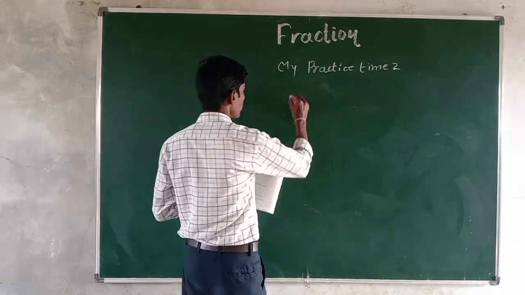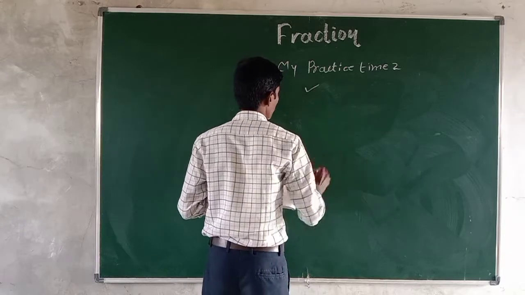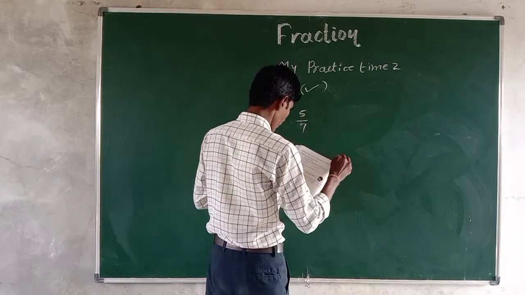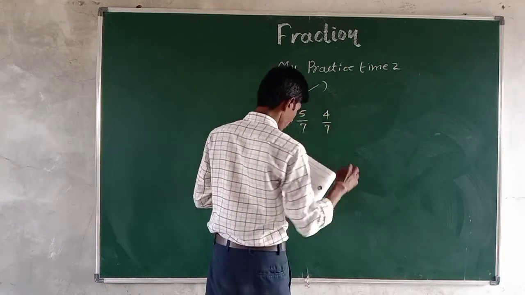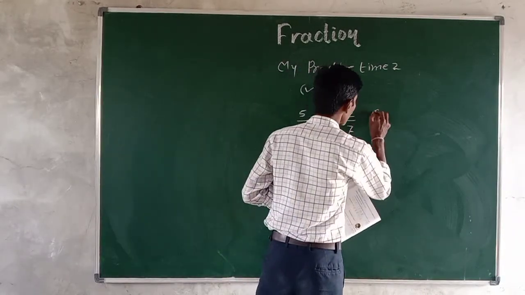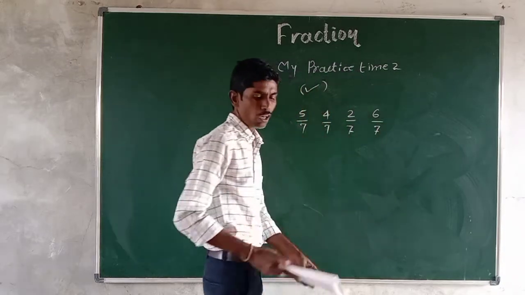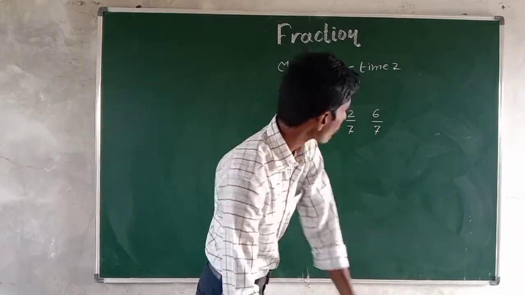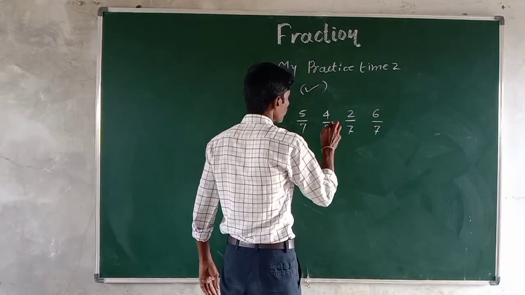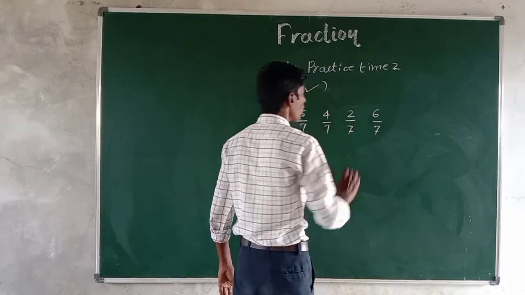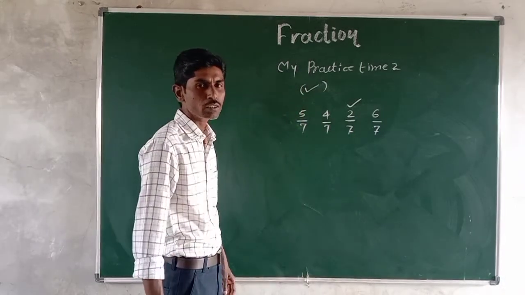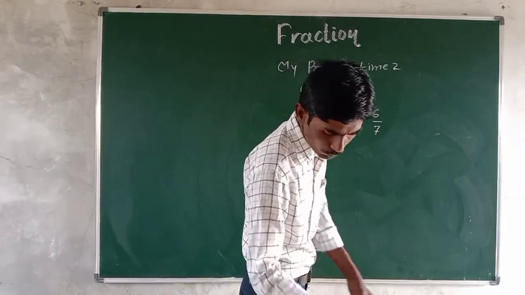Then question number 2. Tick the smallest fraction. You have to write like that. So 5 upon 7, then 4 upon 7, then 2 upon 7, and 6 upon 7. All fractions are like fractions. So the fraction which has the smallest numerator is the smallest fraction.